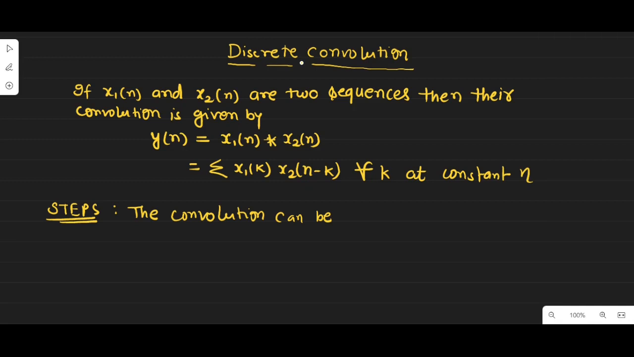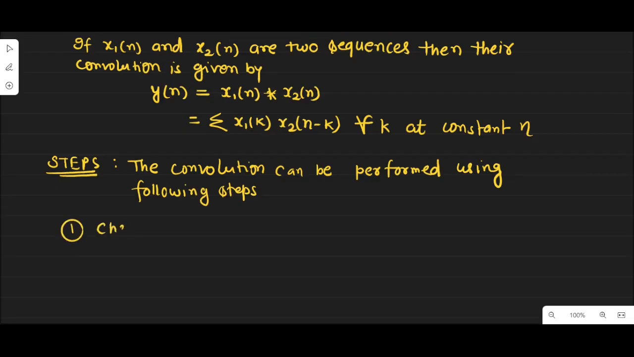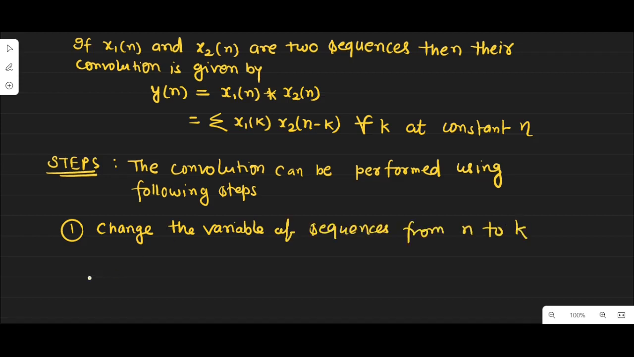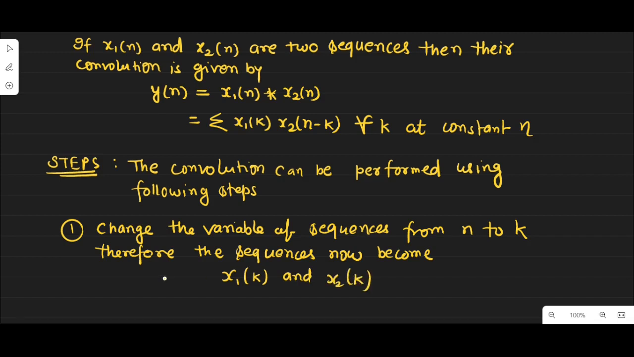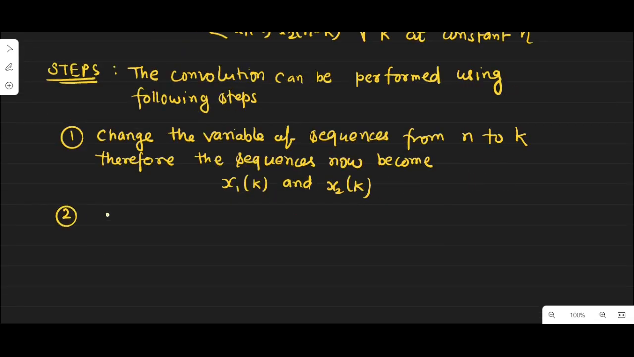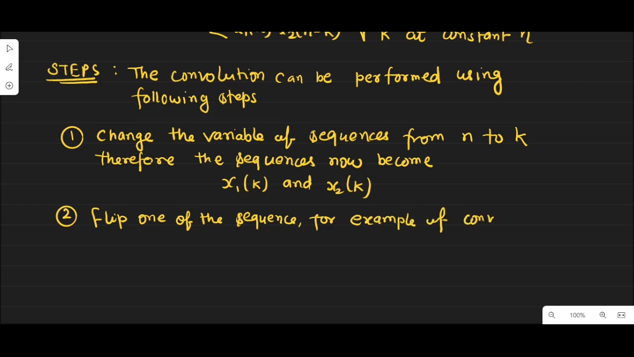To understand the meaning of this equation, we can do the process of discrete convolution step by step. Step 1, change the variable of the sequences from n to k. Therefore, the sequences are now x1[k] and x2[k]. Step 2, we flip one of the two sequences. For example, in this convolution, I can take x2[k] and create a new flipped sequence x2[minus k].